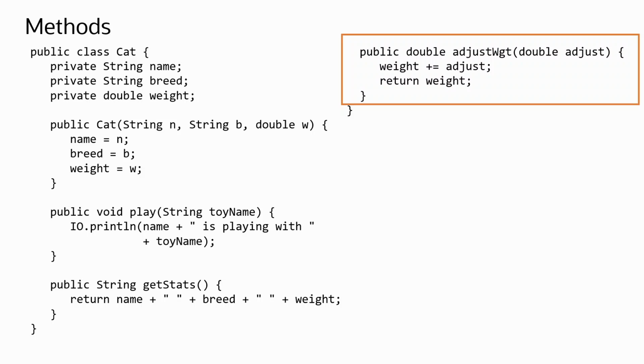We could also have a method for adjusted weight. This has a return type of double, and it also takes in a parameter of type double. It's going to add adjust to the weight and then return the new weight of the cat.